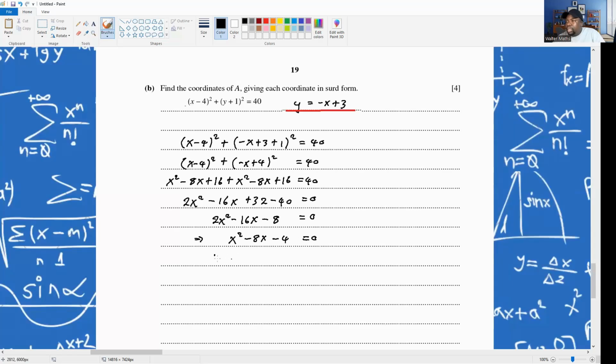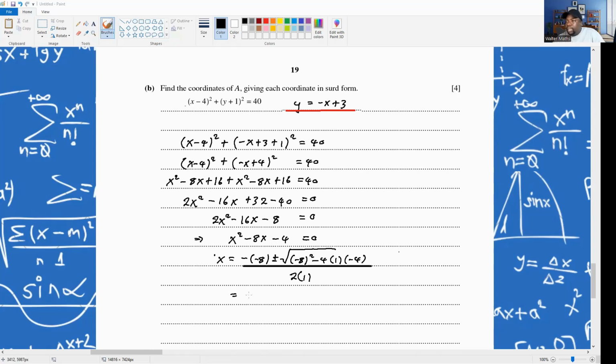Now, we can solve this for x. So let's use the quadratic formula, since we cannot factorize this. So x is equal to minus b, which is minus minus 8, plus or minus the square root of minus 8 squared minus 4ac, which is minus 4, over 2 times a, and a is 1. I'm going to quickly use my calculator for this to get our result.